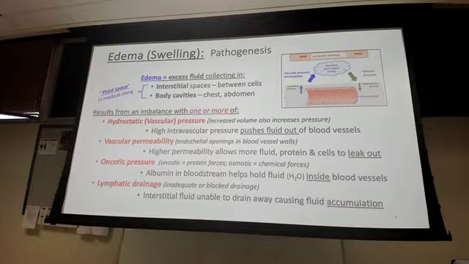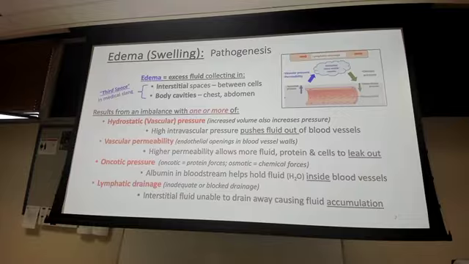Now, most of the time, this is going to occur due to some type of blockage, right? Or it's going to occur if our body's holding on to more water. And I'll show you. Typically, like we think congestive heart failure, and I'll explain that to you in a few slides. But if we increase the pressure, then we're going to potentially increase the fluid that's being pushed out of our blood vessels.